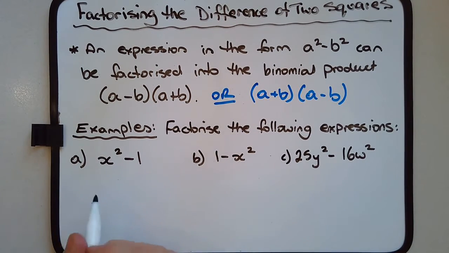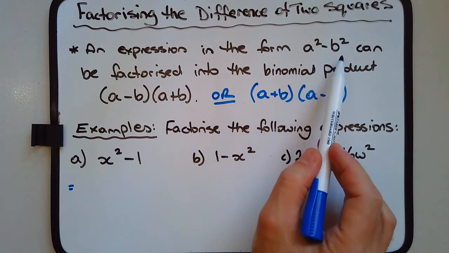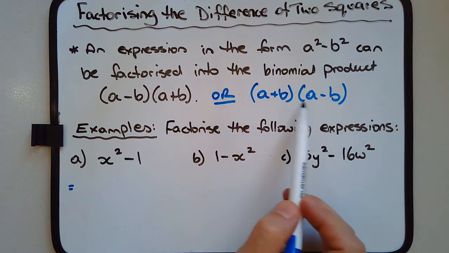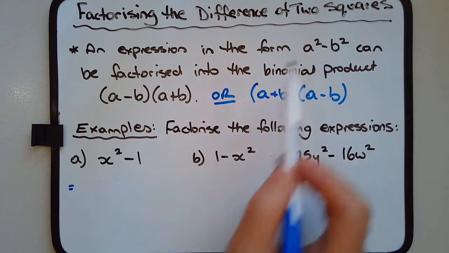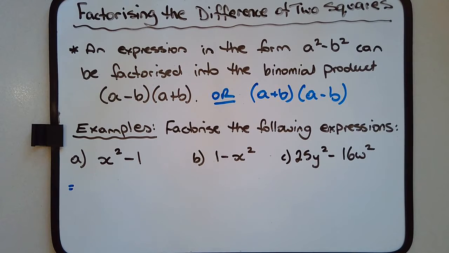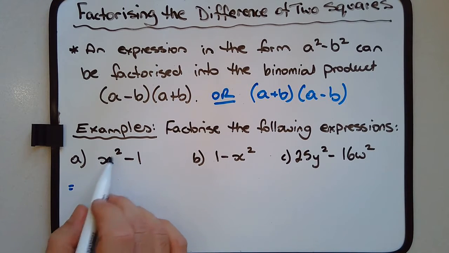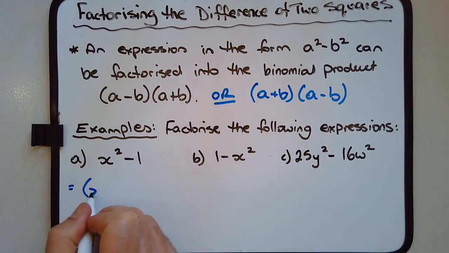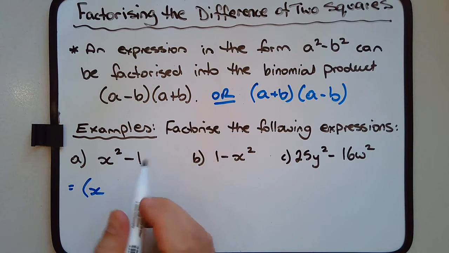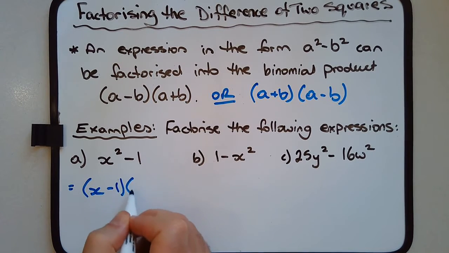So we can just apply a shortcut directly here, and the shortcut is that if you have a squared and b squared, the terms of the binomials are just the square roots of the two terms of the difference of two squares expression. So x squared minus 1: the square root of x squared is just x, and the square root of 1 is 1. So it's just going to be x minus 1, x plus 1, and just write it as a product of the two conjugate binomials.